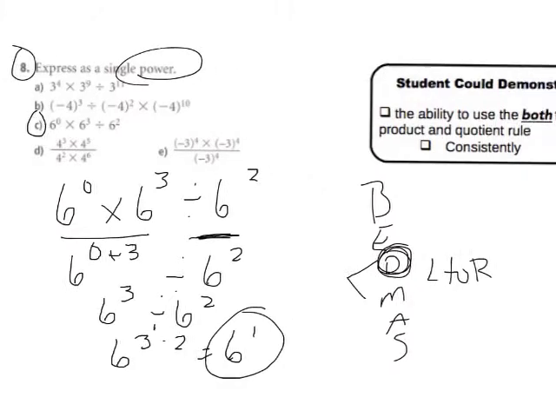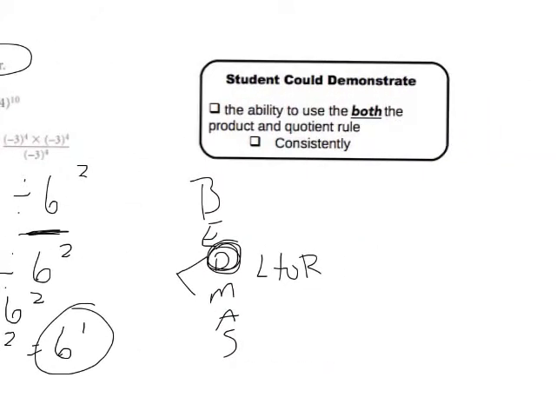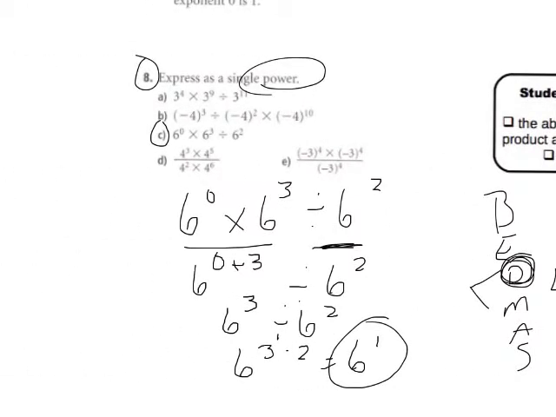So make sure you are demonstrating that you can actually show all your work and you're using the rules. You're not just using a calculator. You're not putting it in standard form. You're leaving it as a power. The question asks you to leave it as a power.